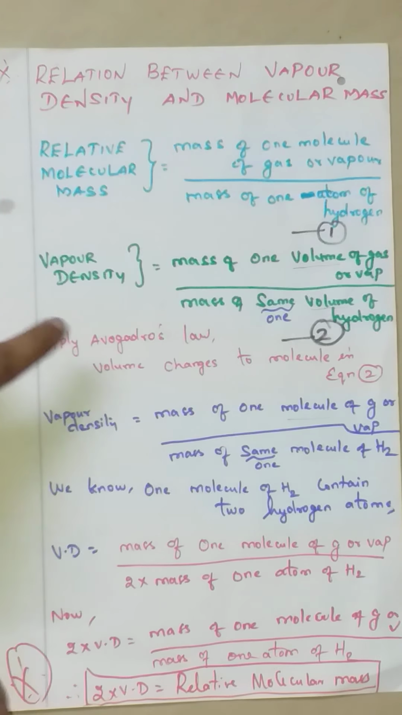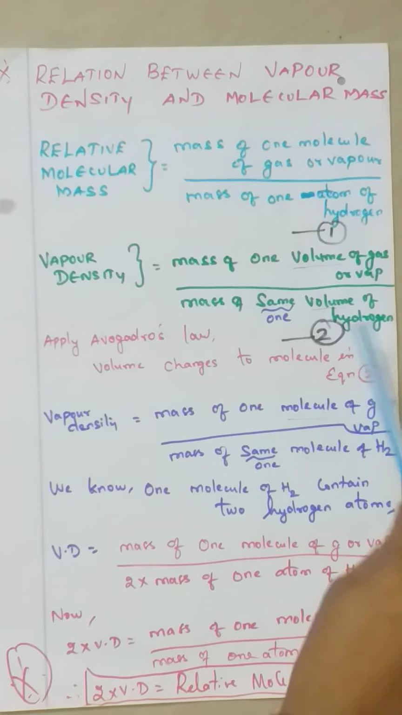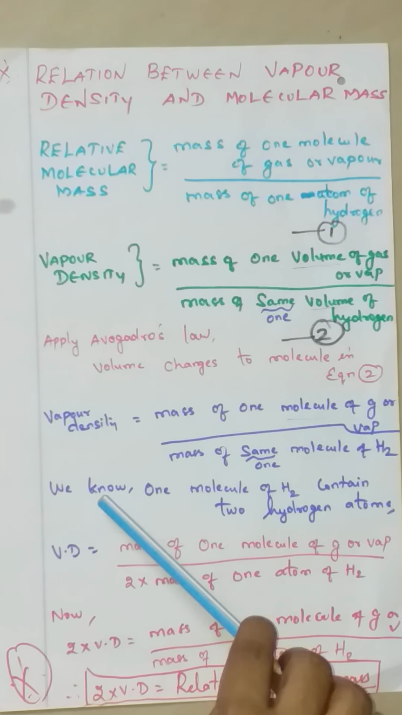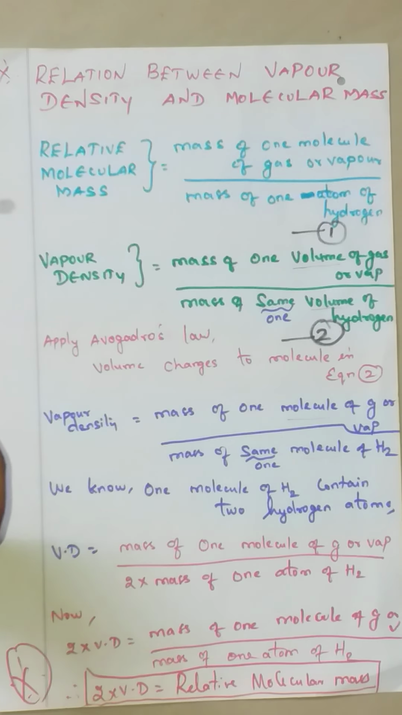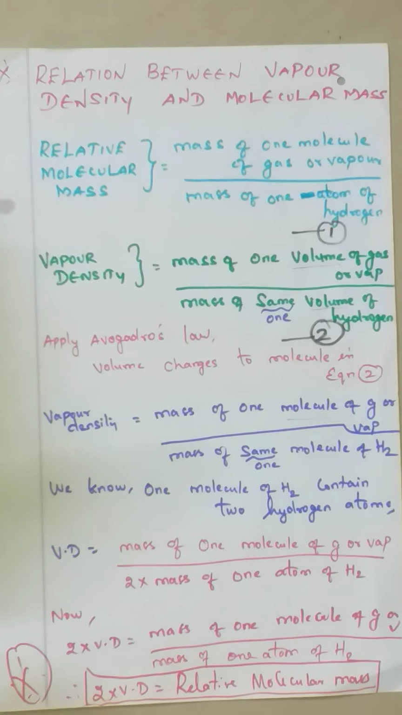Apply Avogadro's law means wherever volume comes, we change it into molecule. Now the second equation changes into molecule form. Now we know one molecule of hydrogen contains 2 hydrogen atoms. We know the definition of atomicity: the number of atoms present in one molecule. For example, in a hydrogen molecule, how many hydrogen atoms? H2 has 2 hydrogen atoms, so the atomicity is equal to 2.